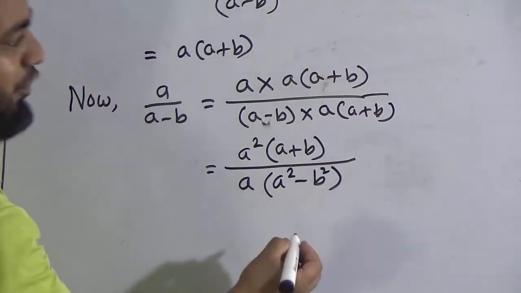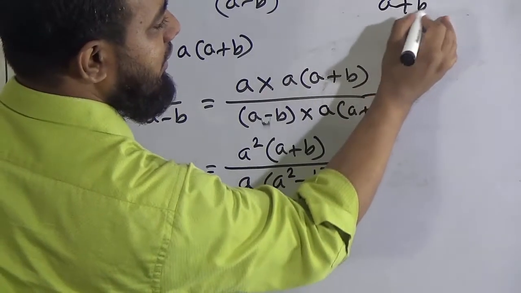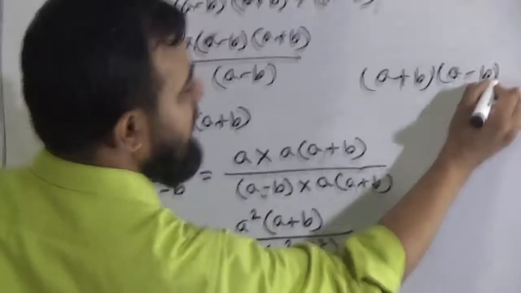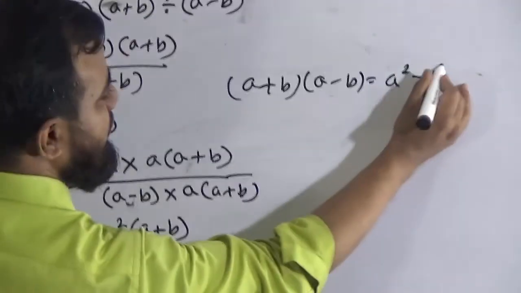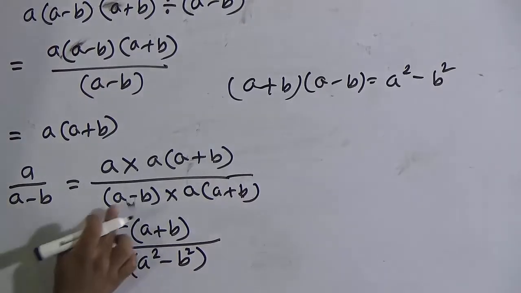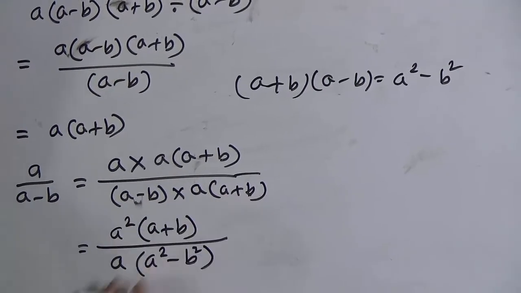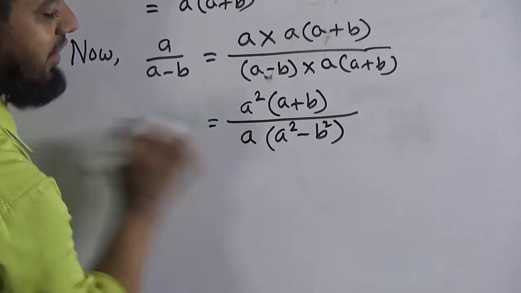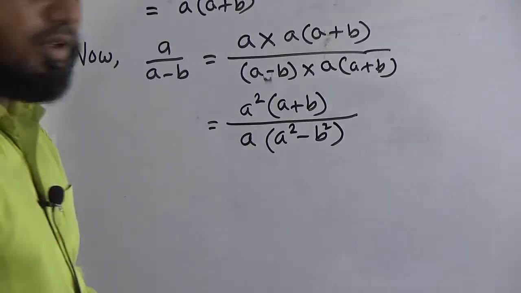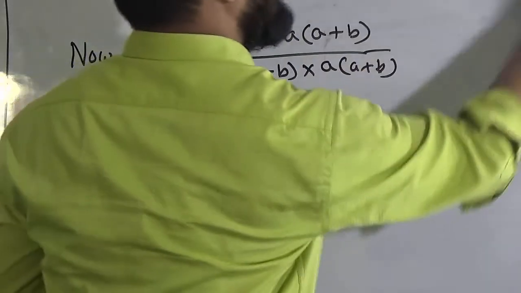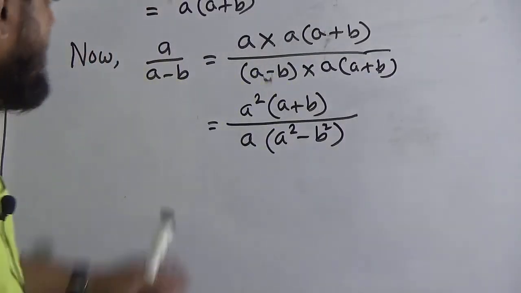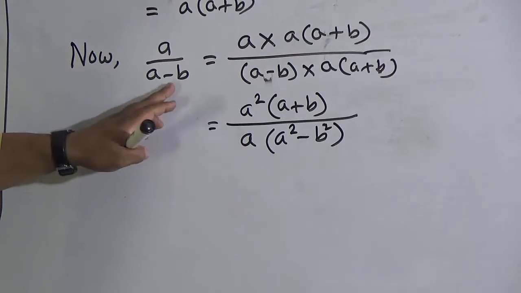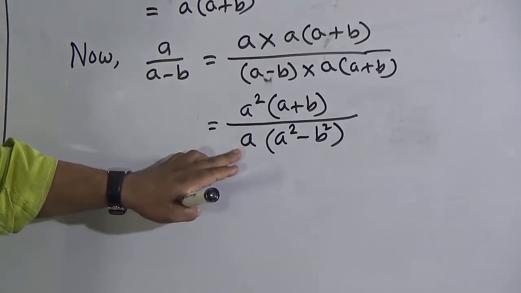Students, we know the formula: a plus b into a minus b is equal to a square minus b square. We apply the formula here. In the place of a plus b into a minus b, we can write a square minus b square, and a remains unchanged here. Now this is our formed fraction for the first fraction. We have gained this one for the first fraction.